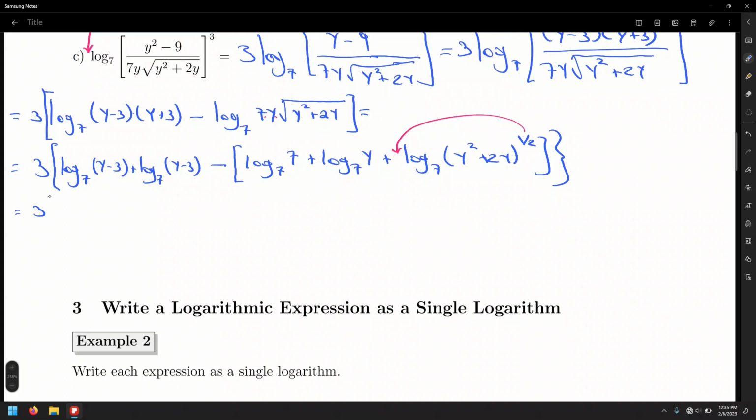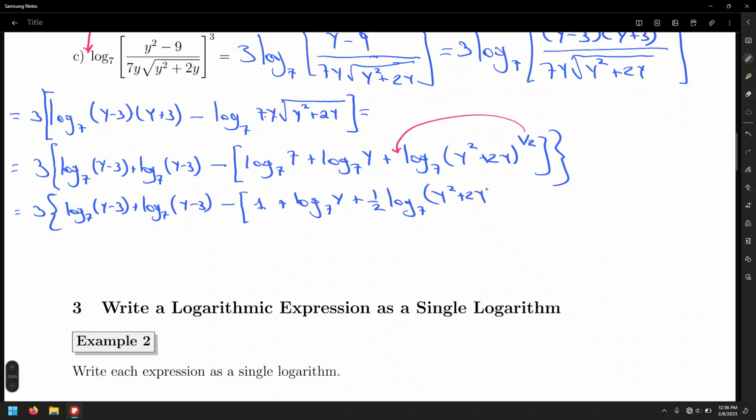So that's 3 bracket log base 7 of y minus 3 plus log base 7 of y minus 3. Keep this minus for a second. I know this minus will eventually change the sign of everything. We can do it in our heads, of course, but I'd rather spend one step. So minus log base 7 of 7, what's that? It cancels, and the result will be 1. Perfect. Plus log base 7 of y plus 1/2 log base 7 of y squared plus 2y.